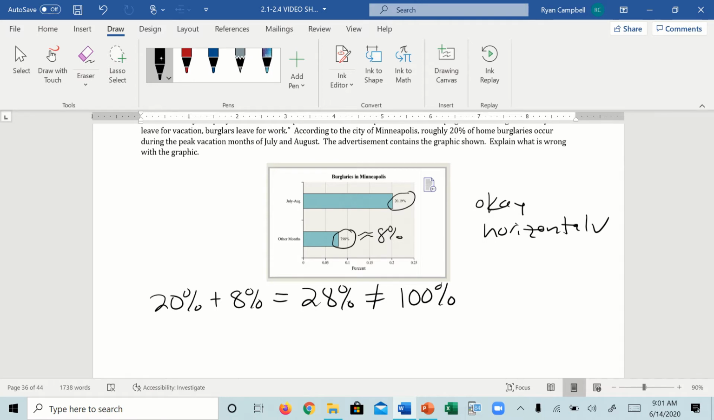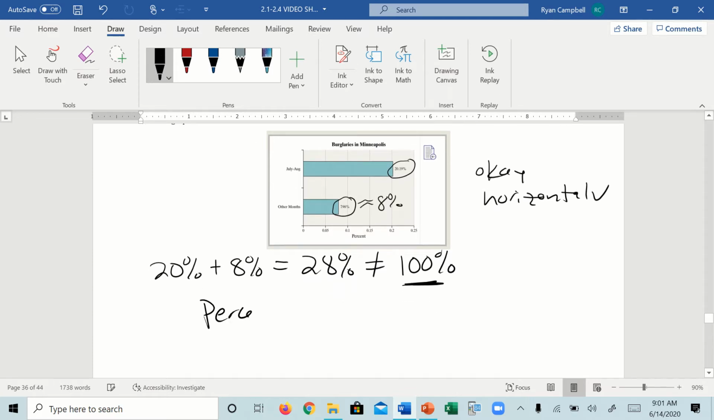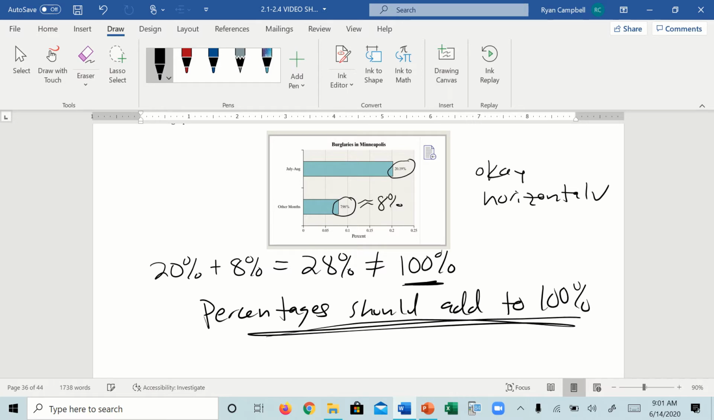So this is a misleading graph. Everything should add up to 100%. Percentages should add to 100%. That's a huge problem. Hopefully that makes sense. Okay, so this is really all I need to know for what's wrong with the graphic. They don't add up to 100%.